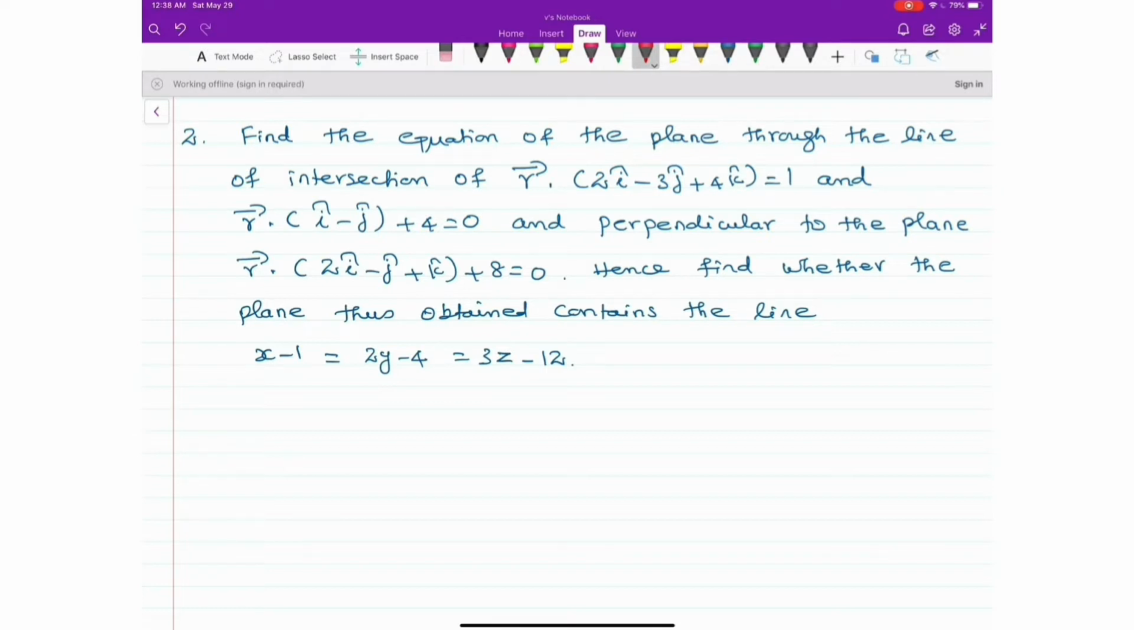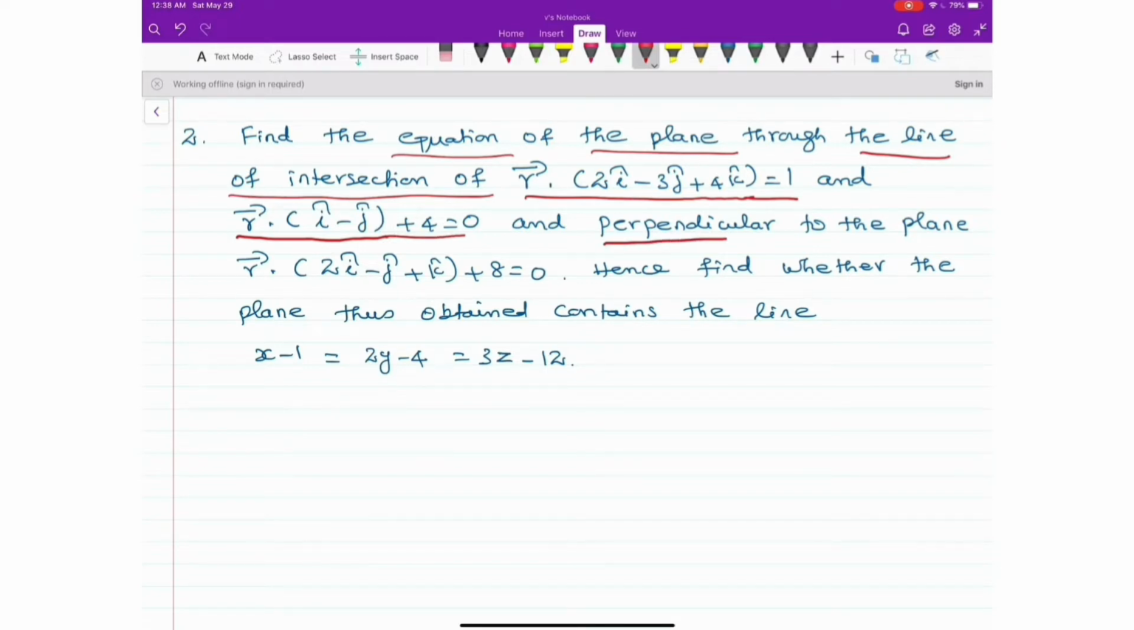Find the equation of the plane through the line of intersection of vector r dot (2i cap minus 3j cap plus 4k cap) is equal to 1 and vector r dot (i cap minus j cap) plus 4 equal to 0, and perpendicular to the plane vector r dot (2i cap minus j cap plus k cap) plus 8 equal to 0. So this is the first part of the question.